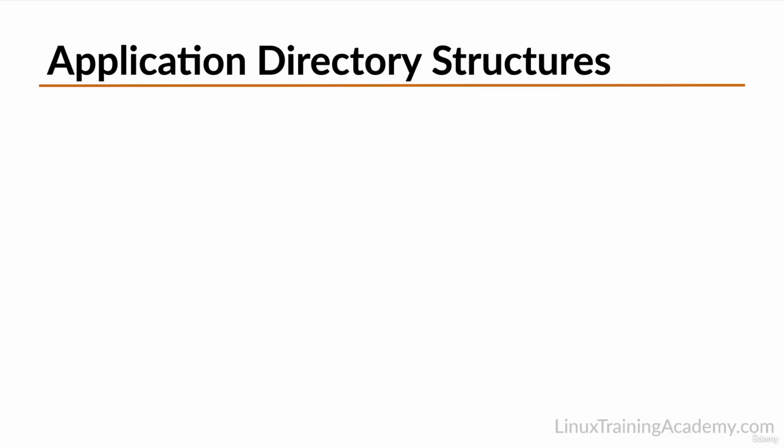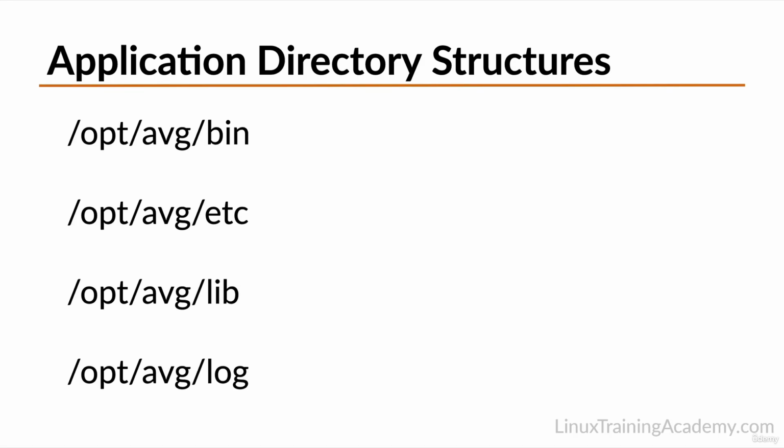I mentioned earlier that applications can get installed in /opt. AVG is an antivirus software that is not bundled with a Linux distribution. This particular application installs itself into /opt/AVG. So you'll see this common pattern a lot. An application will install to /opt/application-name, and then have a subdirectory structure of its own with its actual binary located in /bin.